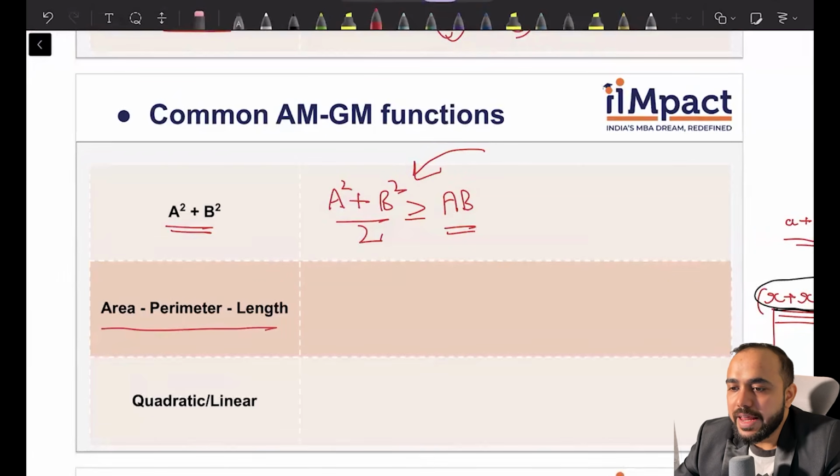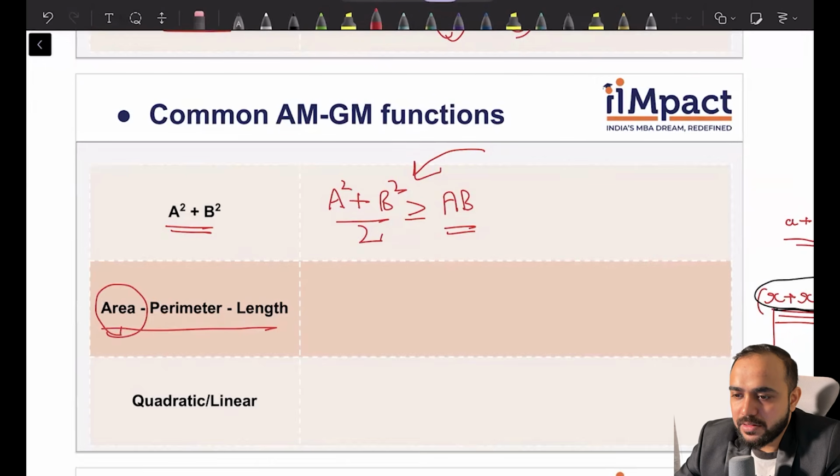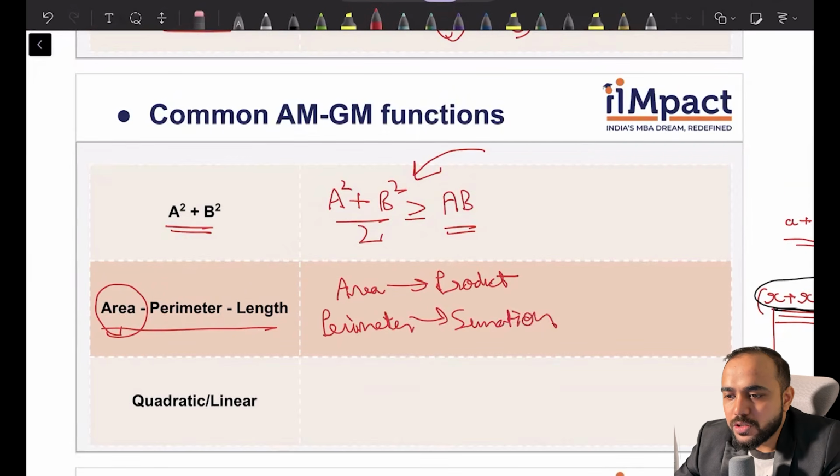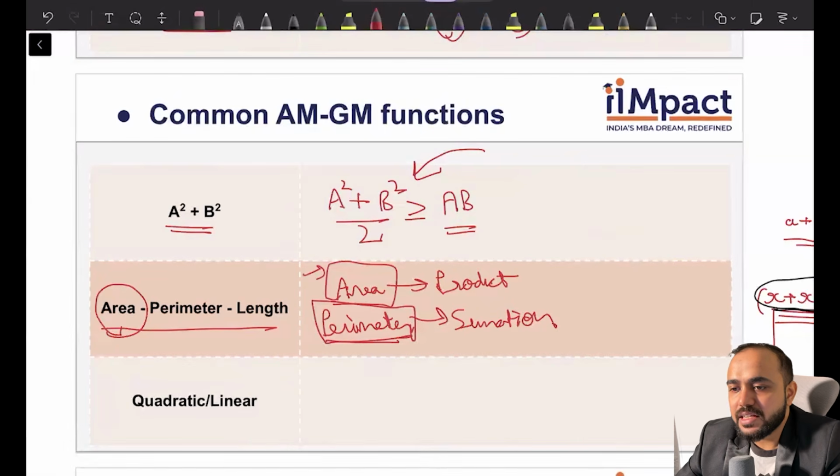Area, perimeter, length. So now tell me this. Area, is it a product of lengths or a summation of lengths? Area is the product of lengths. Perimeter is the summation of lengths. So I can always come across a situation where they say that the area of this shape is this, what is the lowest perimeter, or they can give me the perimeter as fixed and tell me what is the highest area that you can have given that perimeter is this.